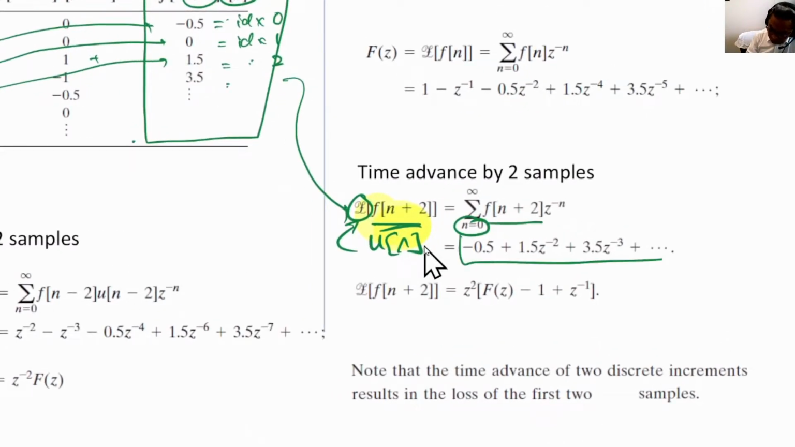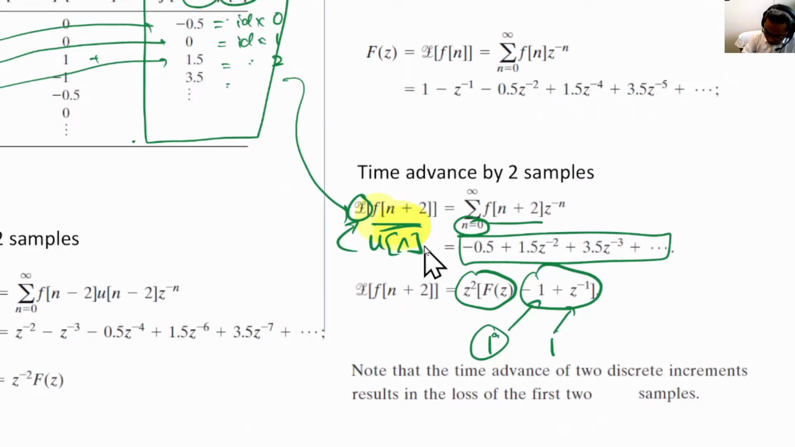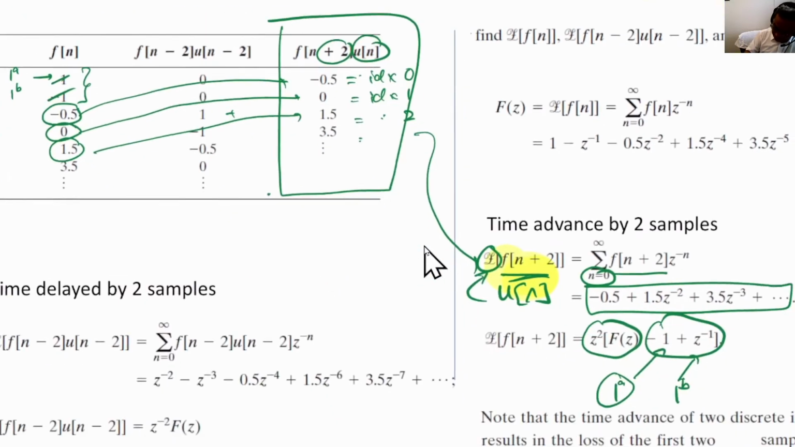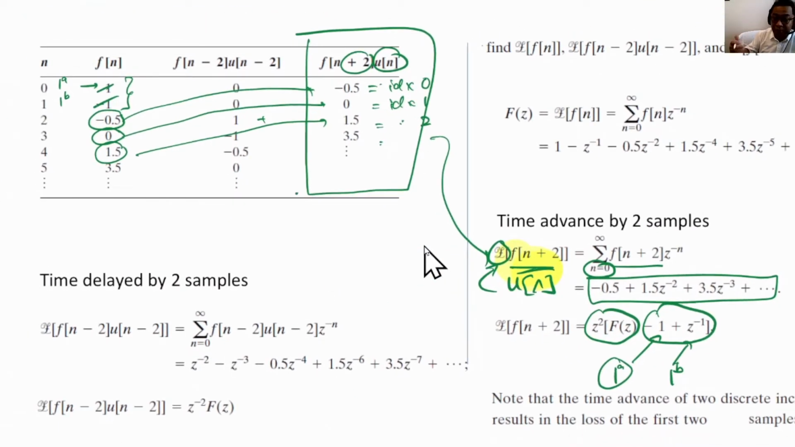Now we'll write the expression here. The expression is identical to Z^2 times F(z), subtracting away those two guys that were originally there on the causal part, which is the first sample 1 as well as the second sample. So let's say this is 1a, this is 1b. Where are they? This is 1a and this is 1b. Because they have been thrown away, F(z) still retains 1a and 1b. That's why we have to remove them.